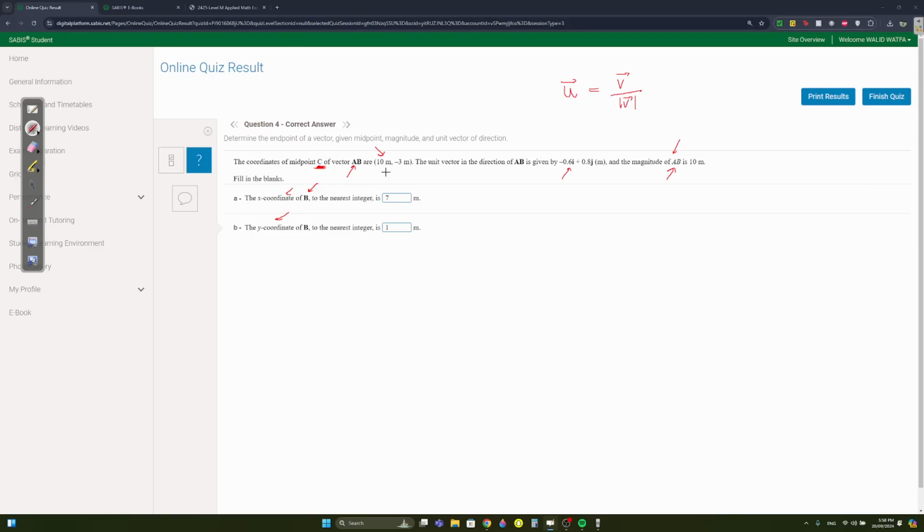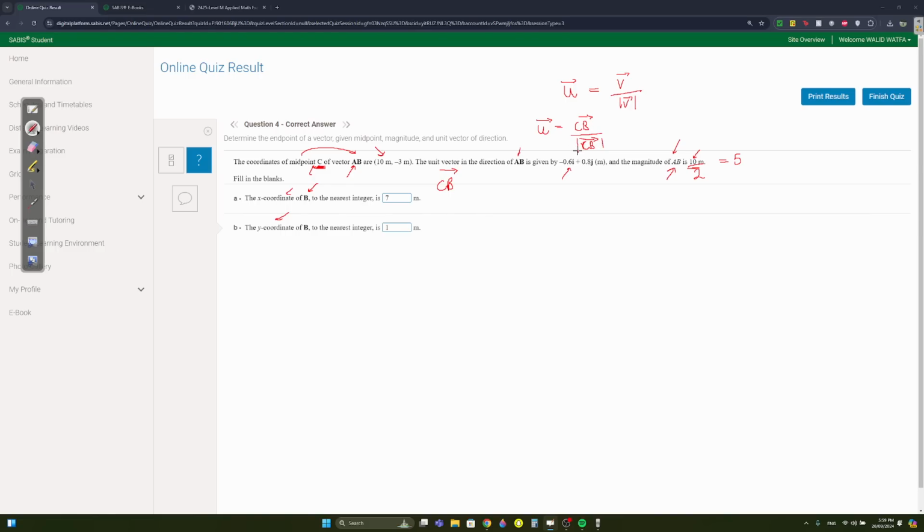But what do we have? We have C. So technically we can use the vector CB, right? How are you going to find CB if you have AB? We know that C is the midpoint of AB. And what did we say from the last question? If you have a midpoint, you just divide your magnitude by 2 and you get 5. So we know that the unit vector U in this case is going to be equal to the vector CB divided by the magnitude of the vector CB.